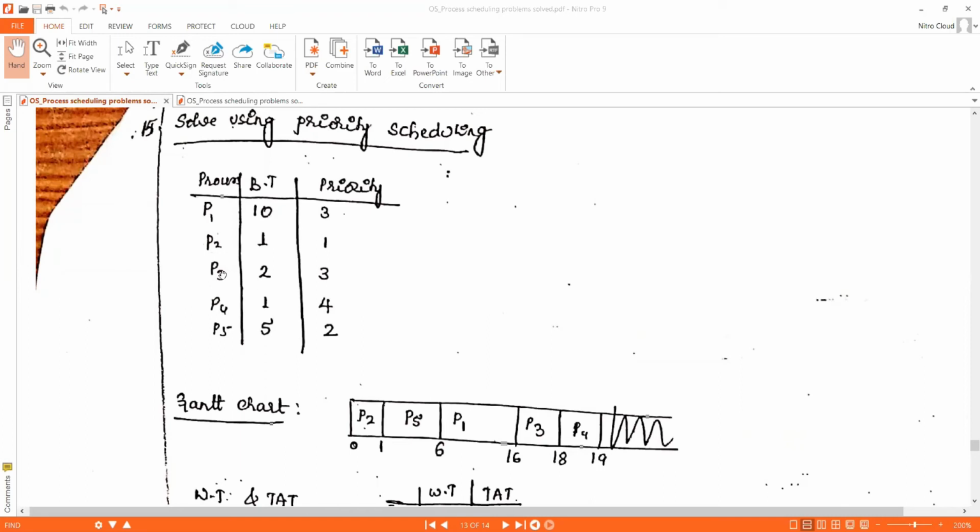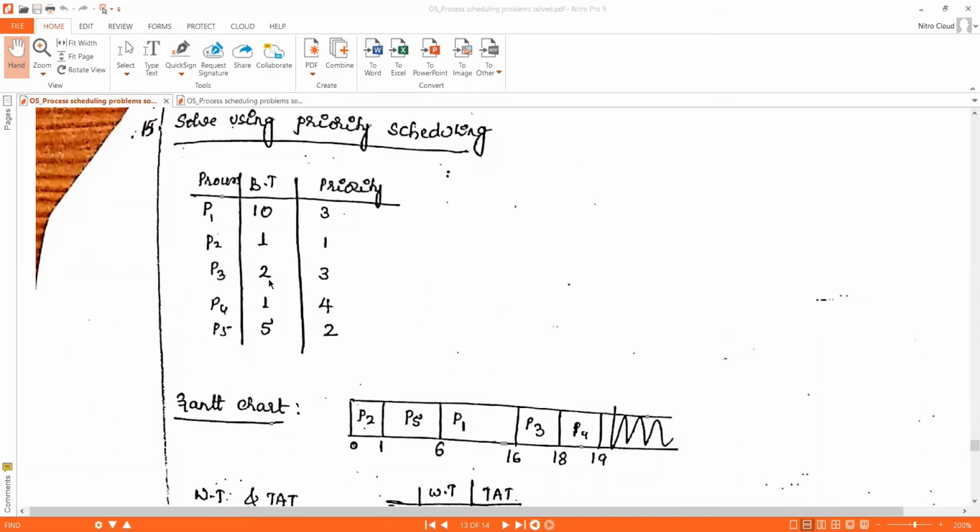Now how many processes do we have? Two processes, process 3 and process 4, need to be executed and are in the ready queue. Among these two, which process has the higher priority? That is process 3, whose priority is 3. So process 3 will get the CPU. What is the burst time for process 3?